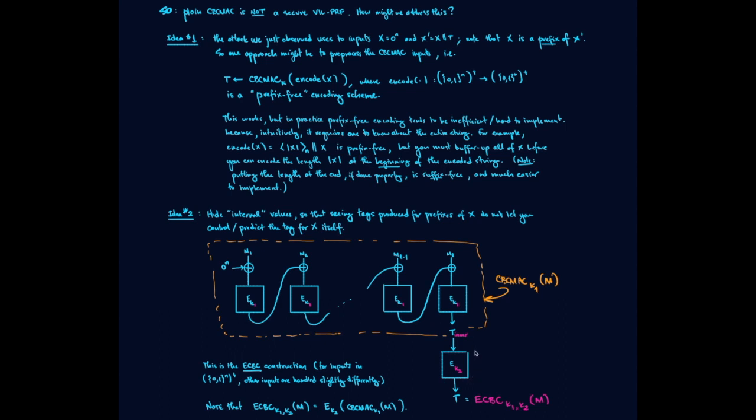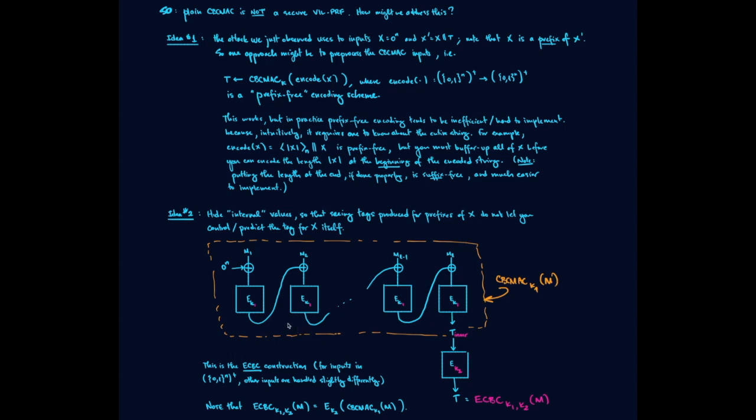If you're processing long messages, this one extra block cipher call is not a big deal, because you're amortizing it: it's one extra call over a whole bunch of calls. So it's not such a big deal. Having two keys is maybe more of a pain. Again, it depends on the application. But in any case, this is the encrypted ECBC construction with these two keys, K1 and K2.